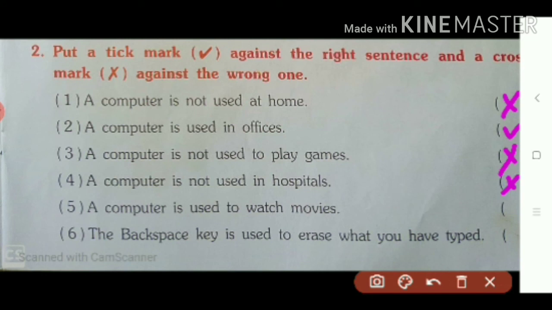Fifth, a computer is used to watch movies. Correct. So put tick. Last, the backspace key is used to erase what you have typed. Correct. So a computer is not used at home. Wrong. A computer is used in offices. Correct. A computer is not used to play games. Wrong. A computer is not used in hospitals. Wrong. A computer is used to watch movies. Correct. The backspace key is used to erase what you have typed. Correct. So you take the screenshot.